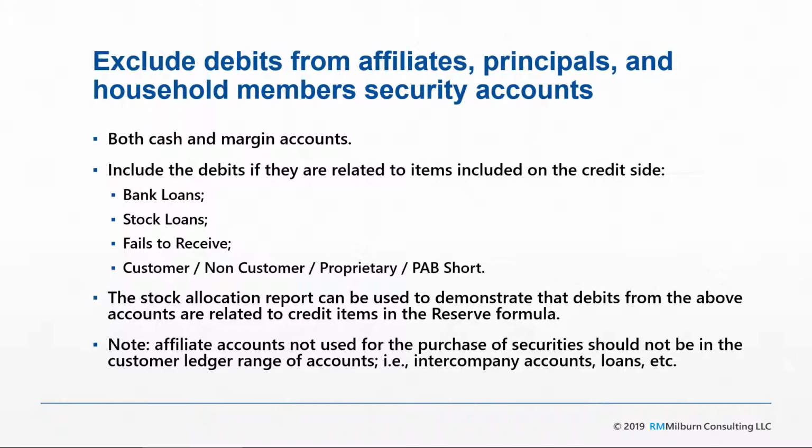You can include these debits if they are related to items on the credit side, say, for example, if the securities are embedded in bank loans or stock loans, if they're related to fails to receive, or if they're related to customer, non-customer, proprietary PAB short items. To determine whether they are related, you're going to use the stock allocation report, and that can be used to demonstrate that debits from the above accounts are related to credit items in the reserve formula.